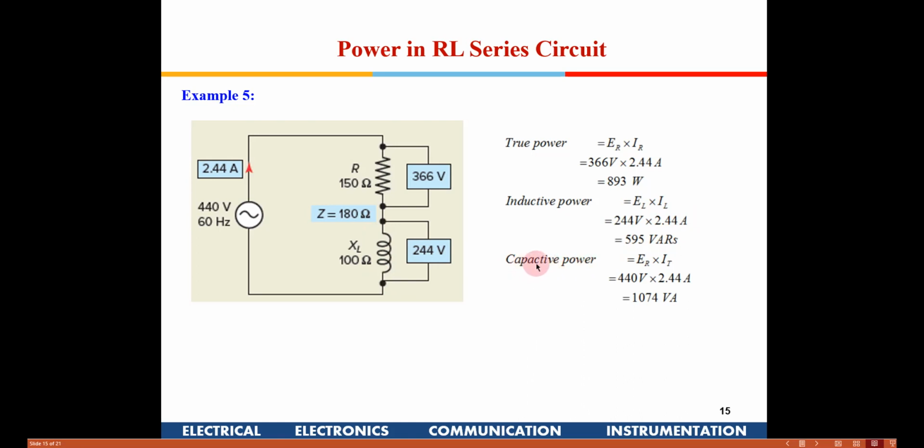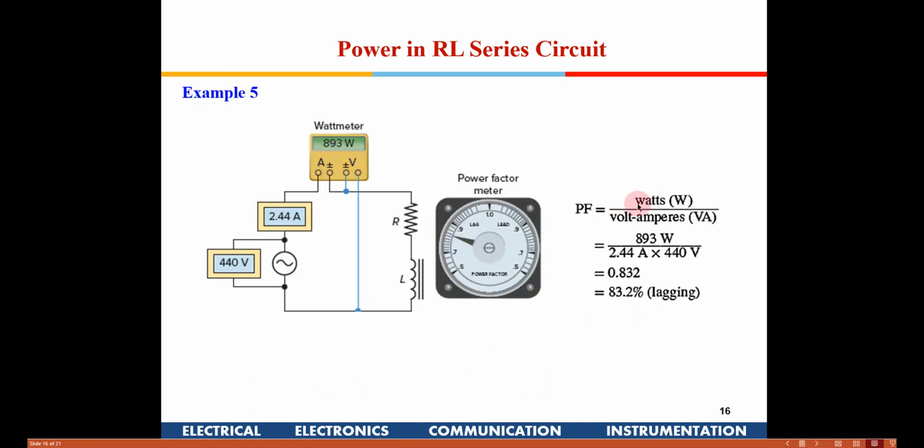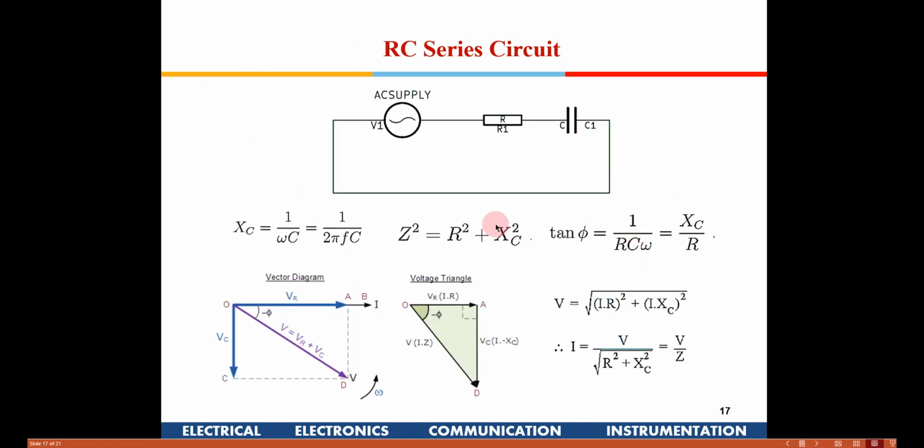Apparent power is not capacitive power. Apparent power means the total power which is taken from the source, which is the root of this square plus this square. So that is known as the apparent power here. And for power factor, we know this formula, right. Power factor is watts divided by VA, which is another way of computing power factor: true power divided by the VA. That will tell you whether it is leading or lagging. So this also can be computed, right.